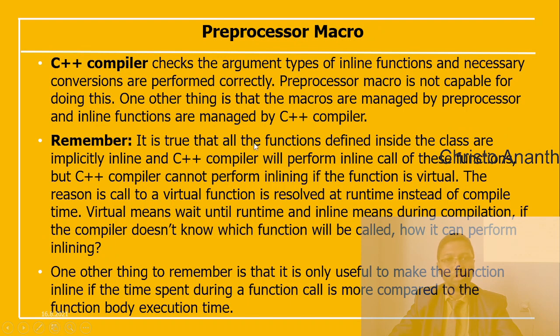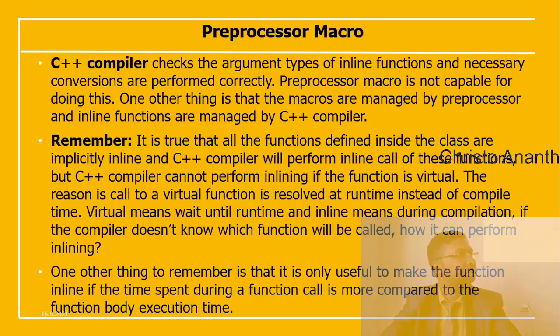The C++ compiler is going to check the argument types of the inline function and perform the conversions correctly, but a preprocessor macro is not capable of doing this. The macros are managed by the preprocessor, whereas inline functions are managed by the C++ compiler. That is the advantage of using the C++ compiler, which is not possible with a preprocessor macro.